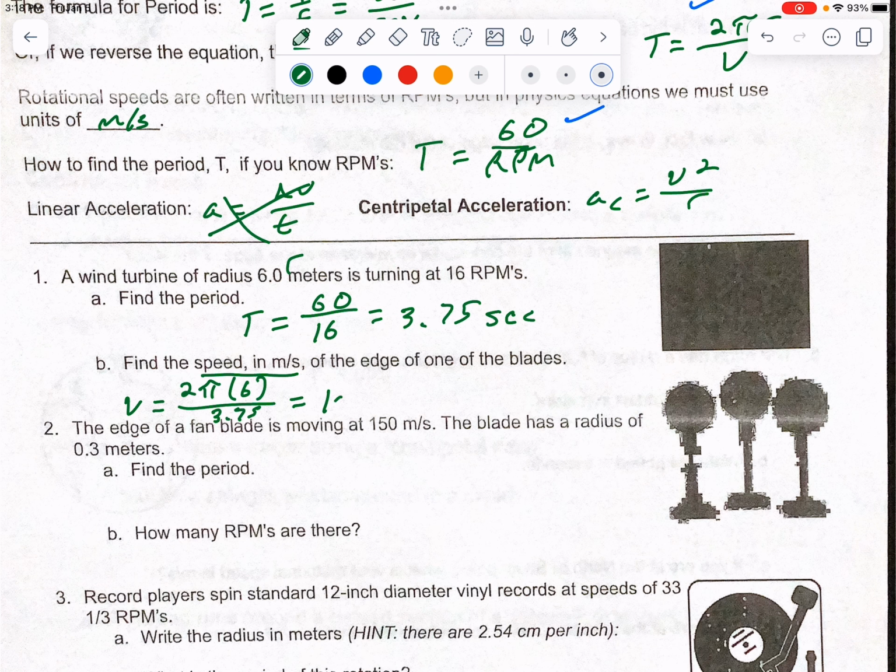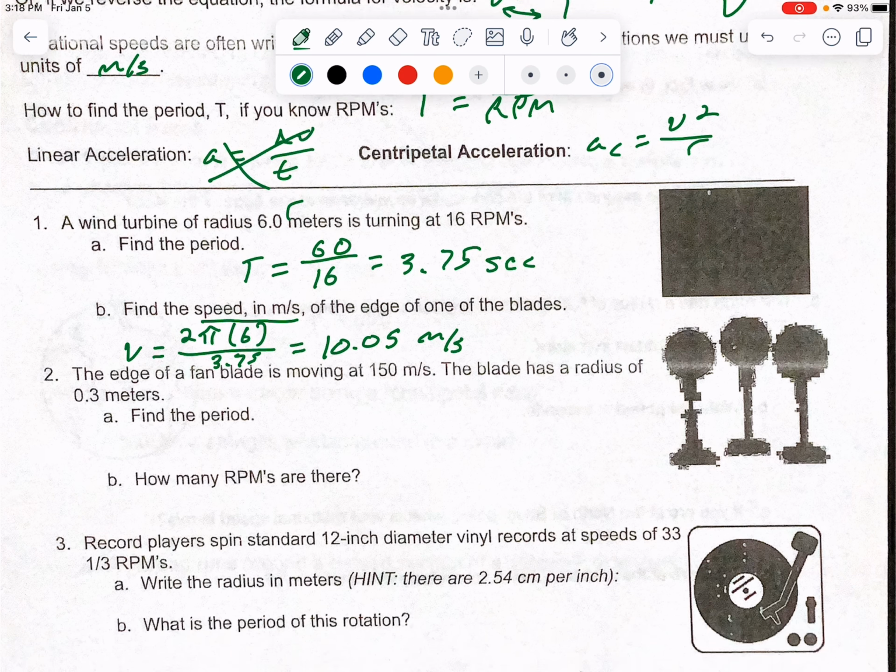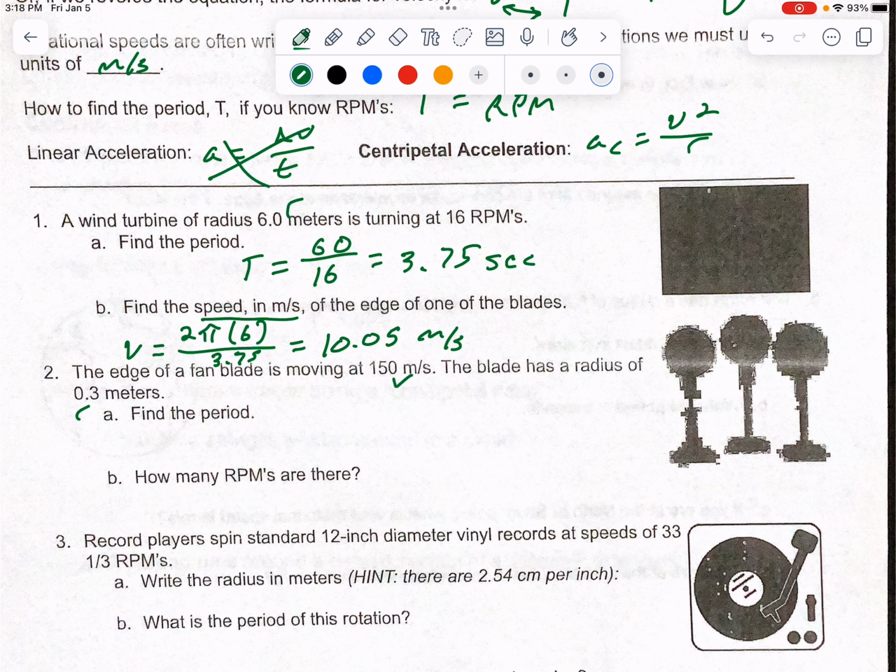And our mass should come out to be 10.05 meters per second. Number 2, the edge of a fan blade is moving at 150 meters per second. That is your velocity. The blade has a radius of 0.3 meters. There's your radius. Find the period.